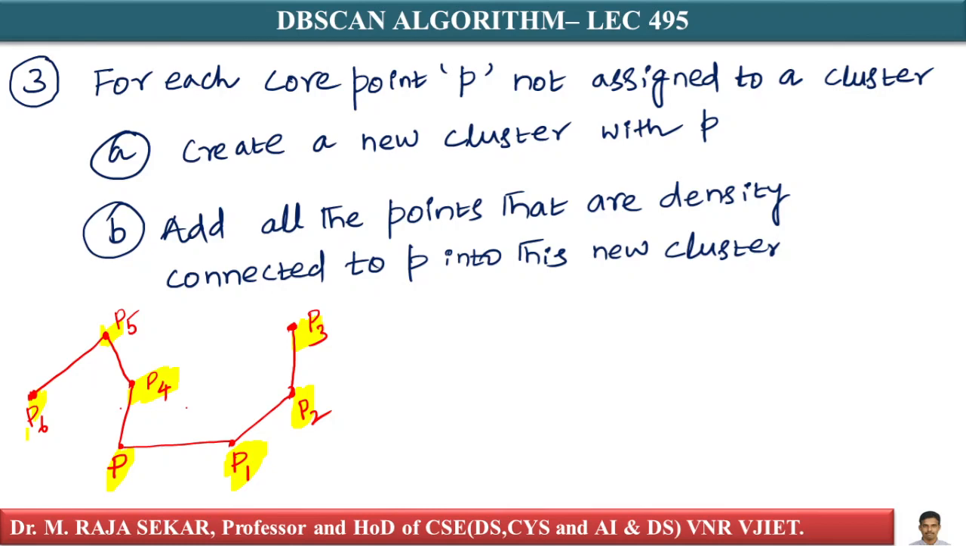If all these P1 to P6 are core points and the distance between each of them is less than or equal to epsilon, first take one core point at random initially, look at all the points that are densely connected to P and add them to the cluster, and if there are some more core points, this is a loop. First we'll execute A, then B. This entire thing is a loop, isn't it?